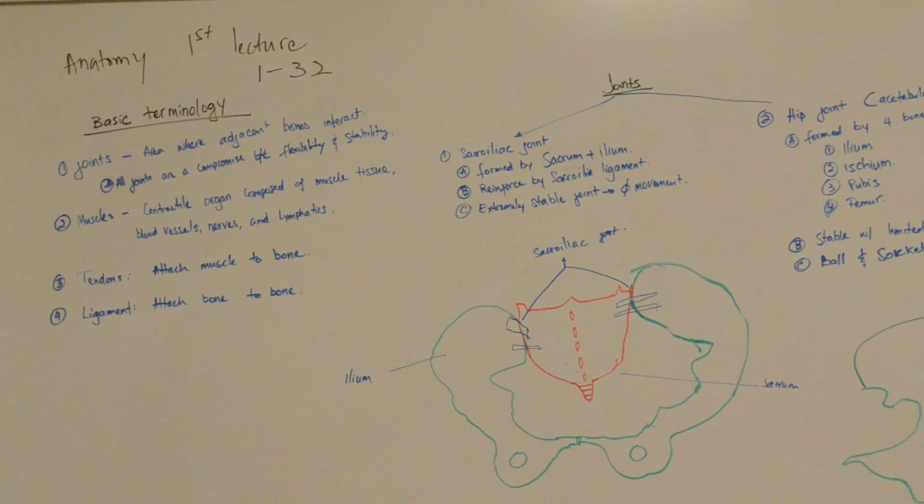The fourth term is ligaments. So what are ligaments? Ligaments are used to attach bone to bone. A ligament is a dense band of connective tissue fibers that attaches one bone to another.